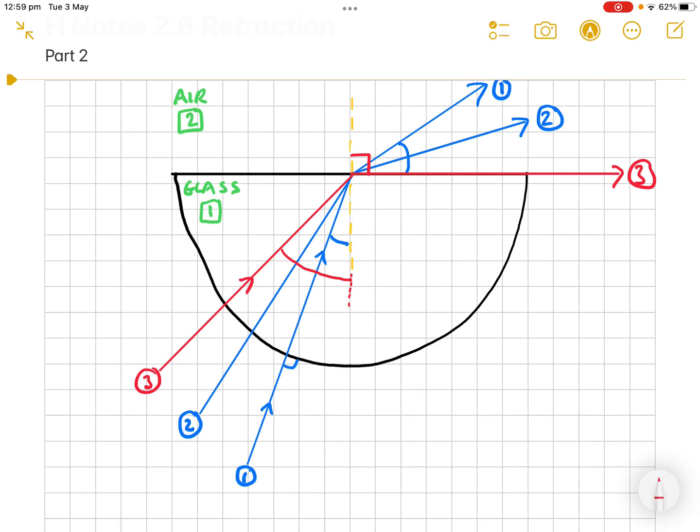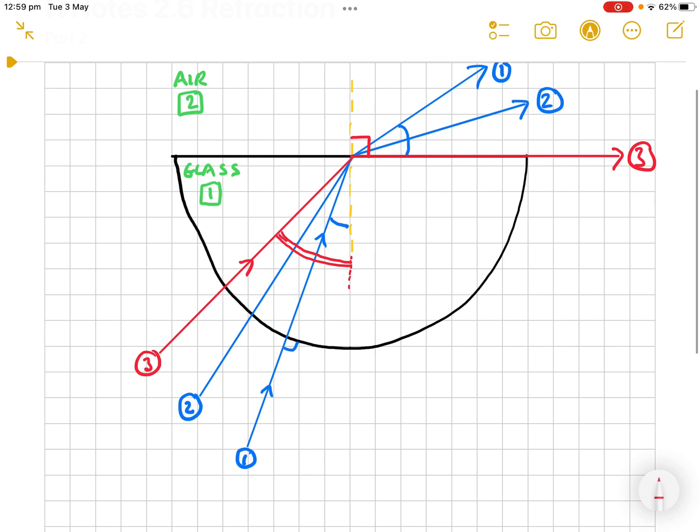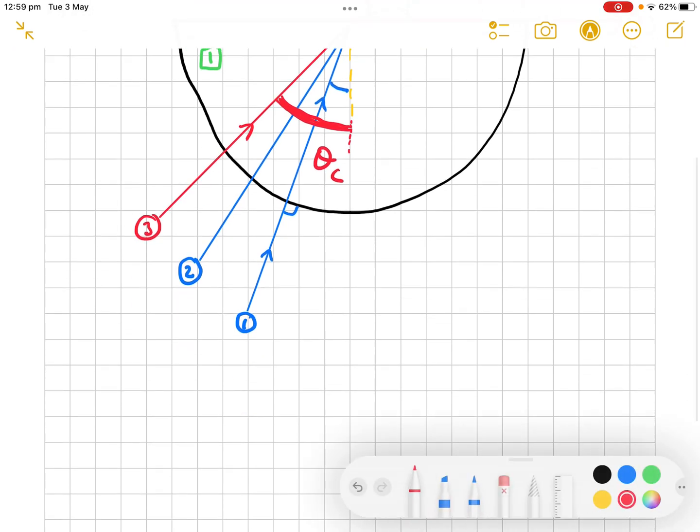Now when this happens, we say that the angle of incidence is called the critical angle. So there is the critical angle, and it's usually called theta c for critical.